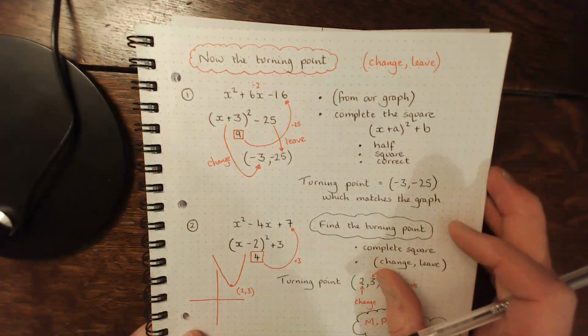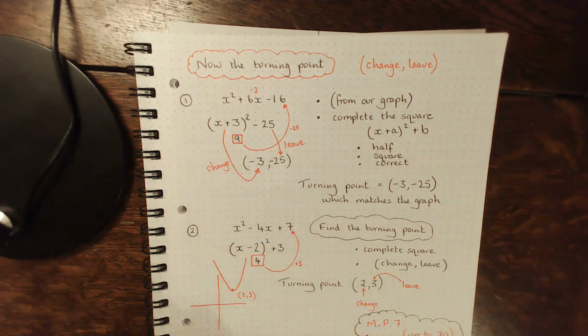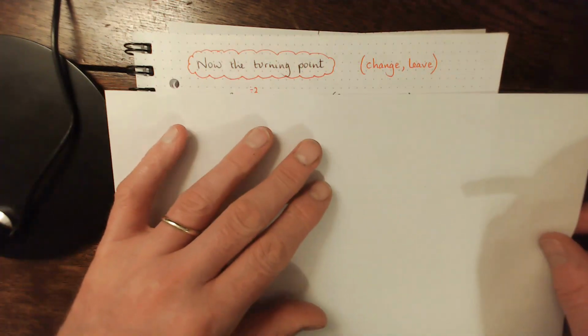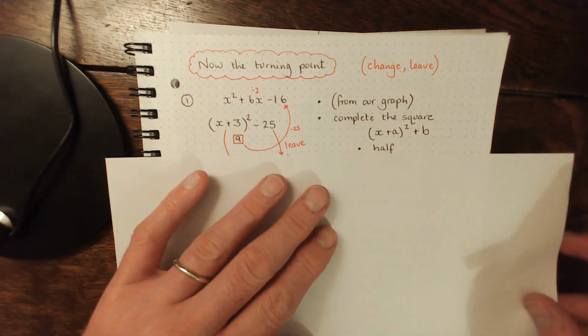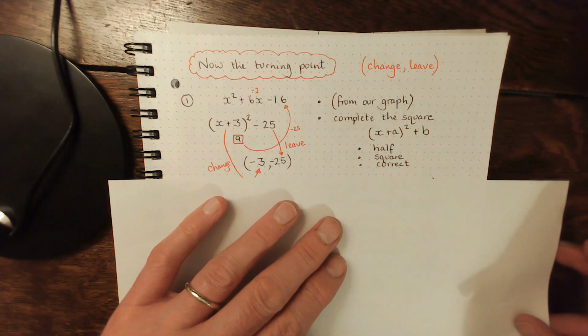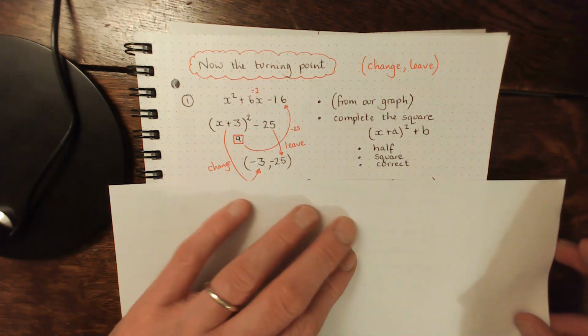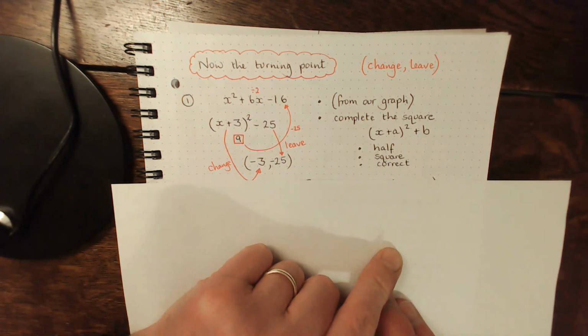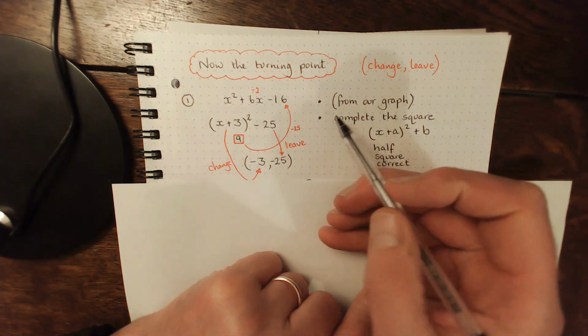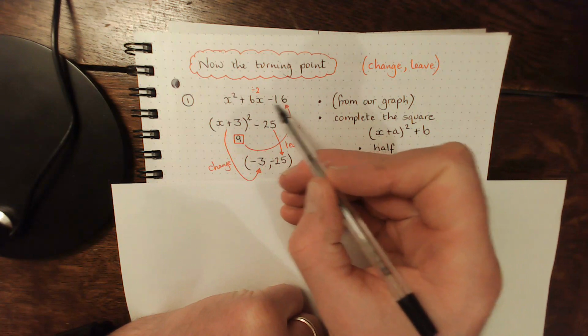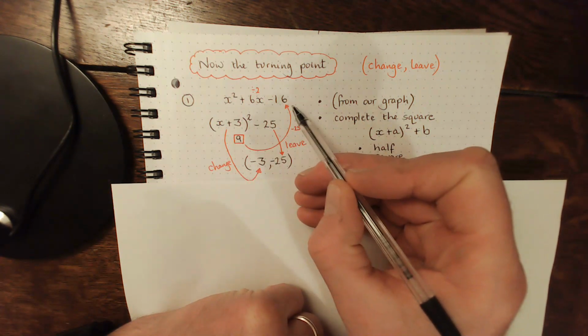I'm now going to consider the turning point from the previous graph. Now, your turning point will come from completing the square. And it depends how you've been shown how to complete the square. I have got a video of that, and so you might want to look that up. But there is my quadratic equation.